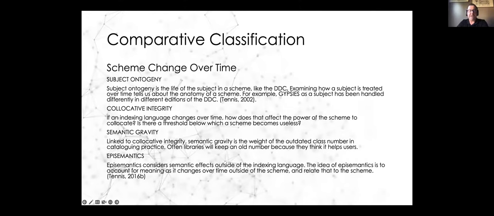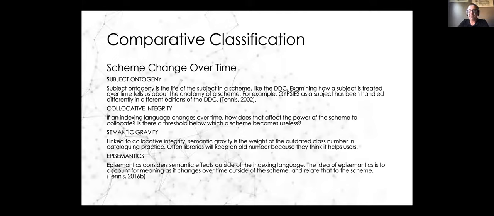We've learned a lot from this comparison. We've learned that subjects can persist, but we have to interrogate how they persist through subject ontogeny. We've learned that we need to care for the integrity of the collocation factor of classification over time. The purpose of classification is to collocate kinds of literatures and resources. And if we evolve in various ways, our ability to collocate may be jeopardized.